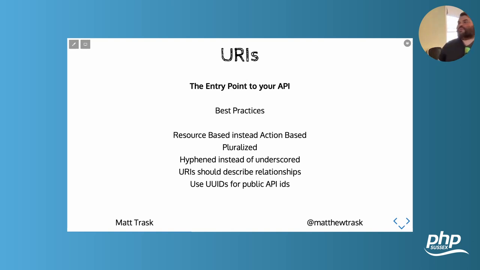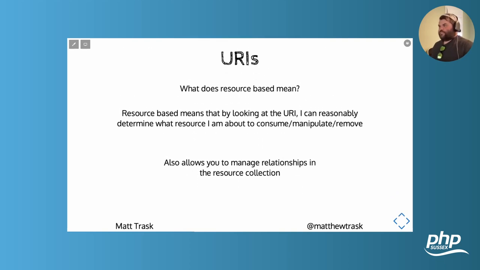A few best practices about URIs: resource-based instead of action-based. They're pluralized. Hyphens instead of underscores, so that it's clear that the hyphen is there and the underscore isn't some sort of weird ASCII character. Your URIs should describe relationships. And if it's a public API that's out there for consumption, you should use UUIDs instead of the auto-incrementing database ID.